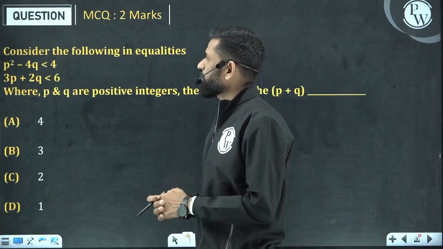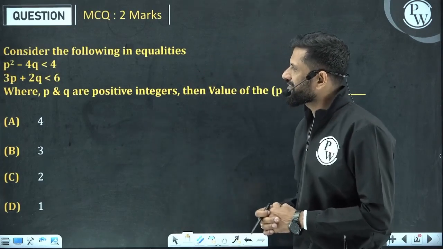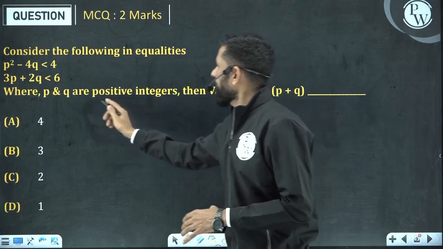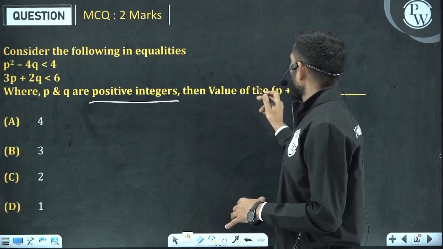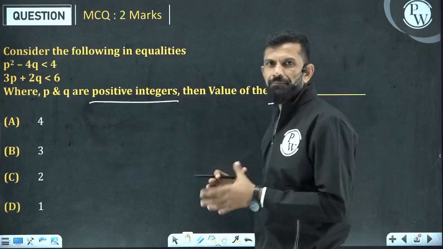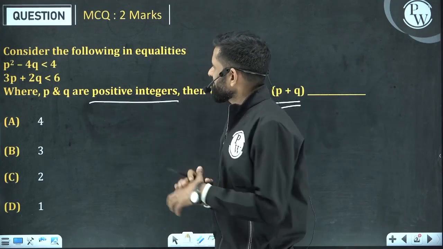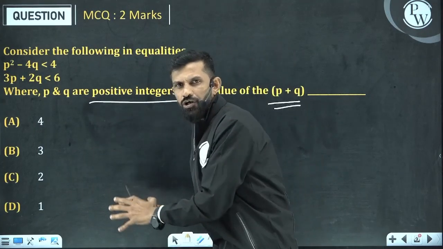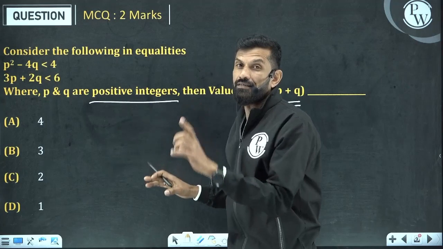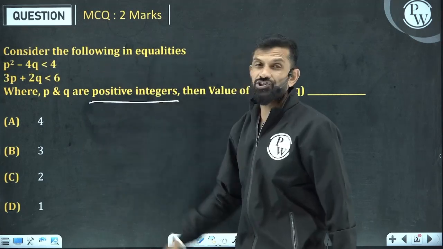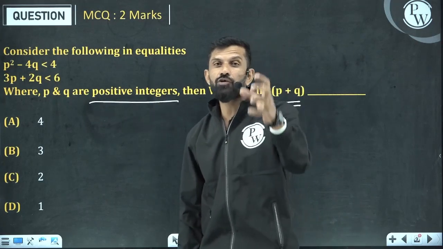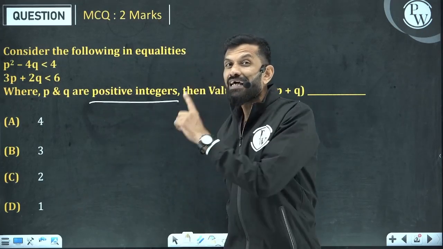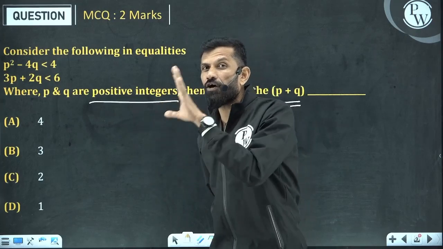Consider the following inequalities: p square minus 4q is less than 4, 3p plus 2q is less than 6, where p and q are positive integers. Then the value of p plus q they are talking about. What will be the p plus q value? Now, let us see the first inequation. Anyhow, let me tell you, here I am sorting out everything for you, but just by seeing this question you can say the answer if you are good at your observation and basic calculation. How you can do that? After explaining everything, at the end, that way also I'll tell you.